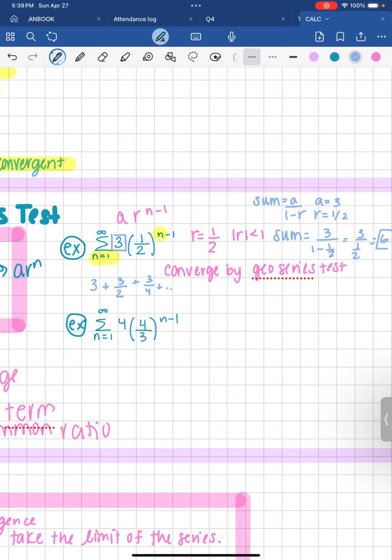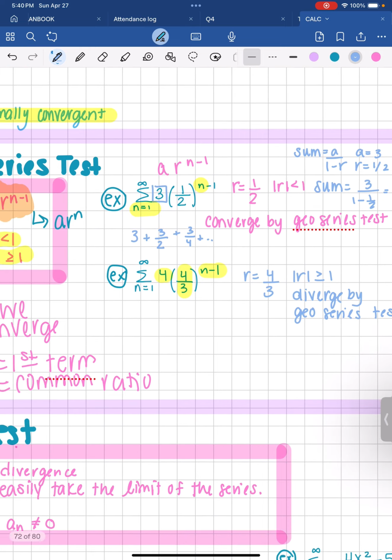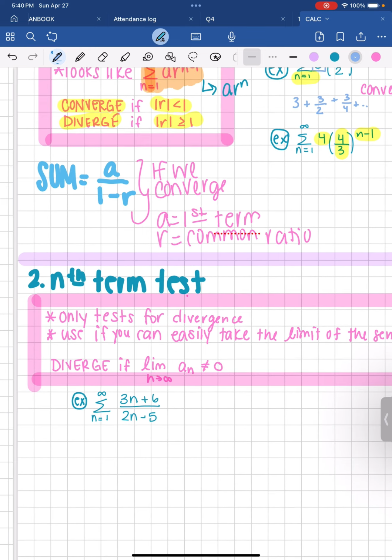All right, let's look at this next one. So this is a geometric series. We have a r to the n minus 1. r is equal to 4/3. So the absolute value of r is greater than or equal to 1. So we are going to diverge by the geometric series test. Okay? If we diverge, we're done. We do not converge. Obviously, there's no sum. All right, next test, nth term test.